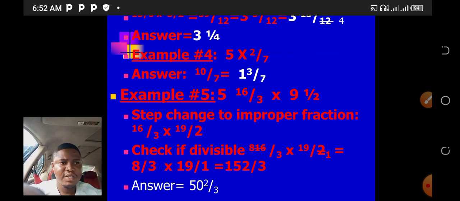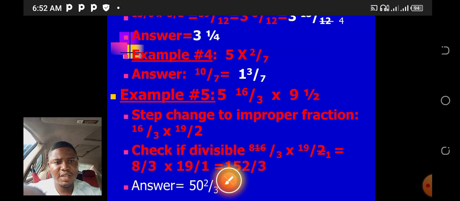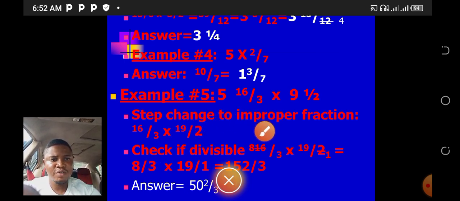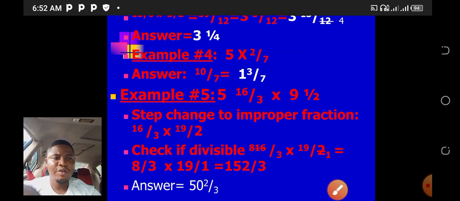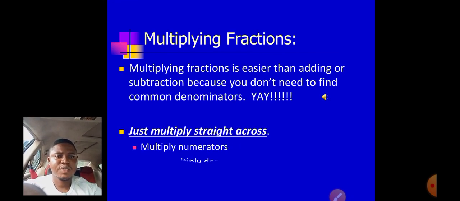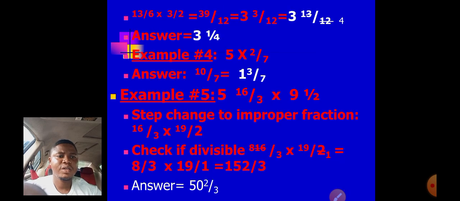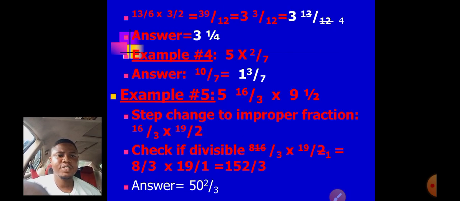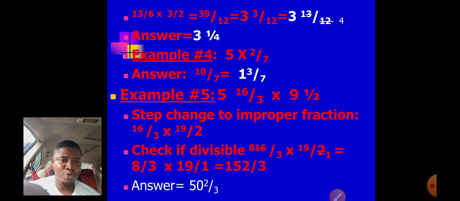3 times 1 will give us what? 3. So we have 152 over 3. How many 3 can we say in 15? That's 5. How many 3 can we say in 2? 0. Remember what? 2 over 3.